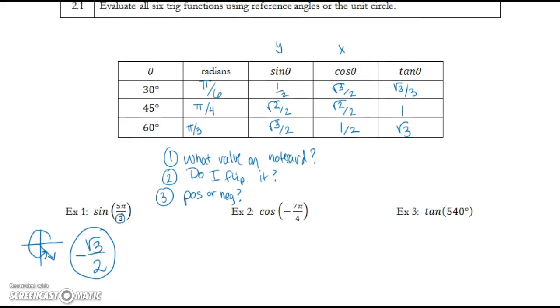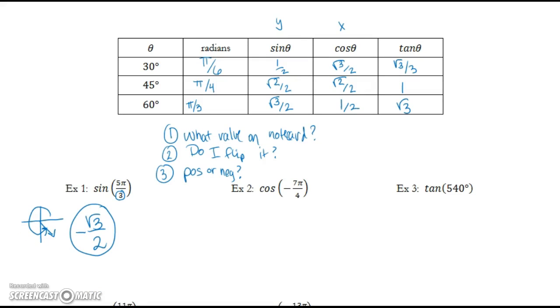Again, the first question we want to ask ourselves is what value on the note card? So we're looking in the cosine column, and because this is over 4, we're looking in the over 4 row, and we're taking the value of root 2 over 2. The next question we ask ourselves is, do I flip it? Well, we're looking for cosine, not secant, so we're just going to take that value root 2 over 2. And the third question is it positive or negative?